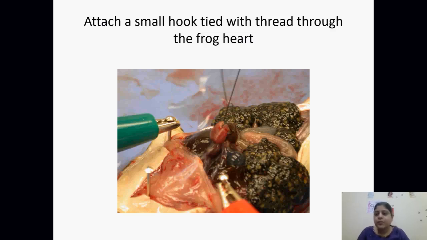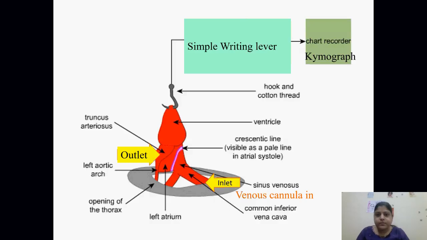So afterwards, when we expose the heart, we attach a hook with thread to the frog's heart. Like this, we will attach a hook while passing the thread. So this is how the experiment is done. The hook is passed through the ventricle.